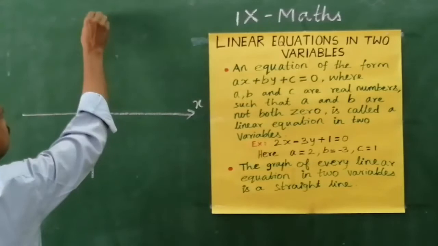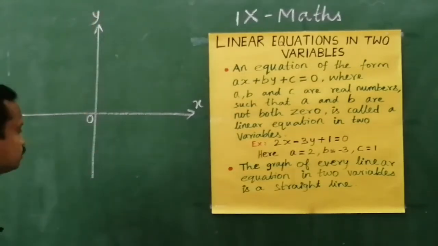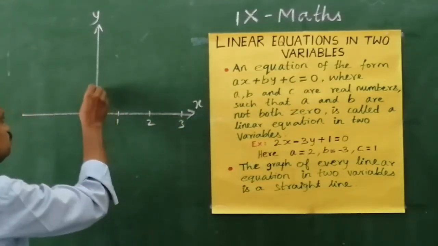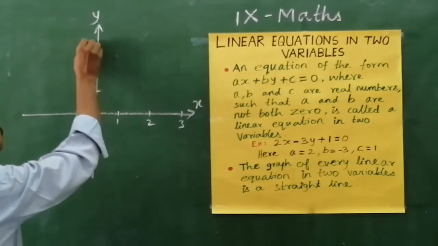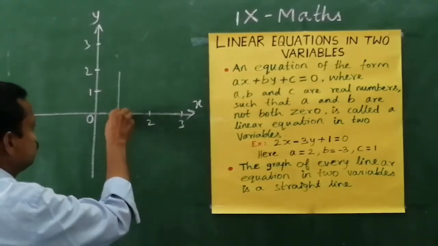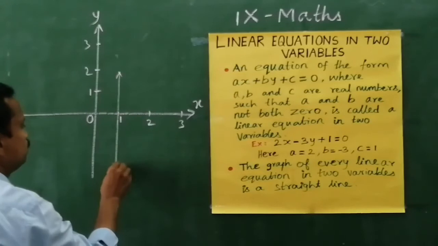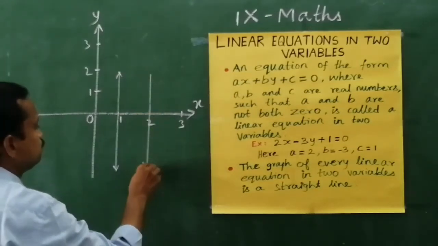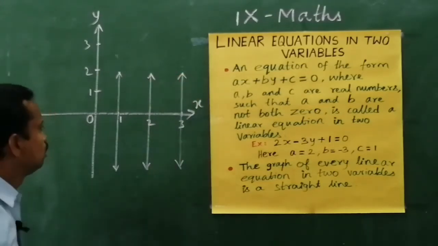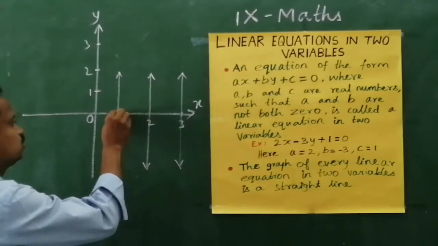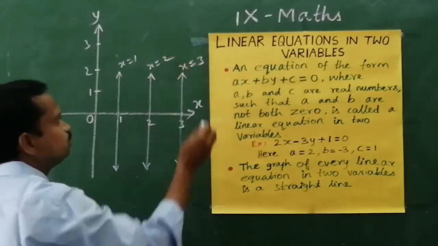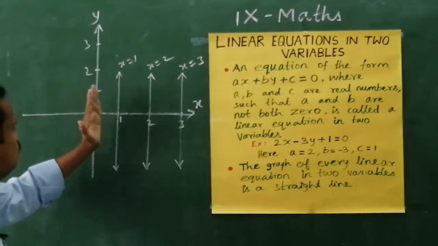This is x and this is y, 0. This is 1, this is 2 and this is 3, and you take this is 1 and this is 2 and this is 3. Suppose I draw a line like this, this is 1, am I right? This is one line, another line, this is 2 and another line. So, on these lines, here x value is 1, so x equals 1, here x equals 2, here x equals 3. So, all these are parallel to the y axis.